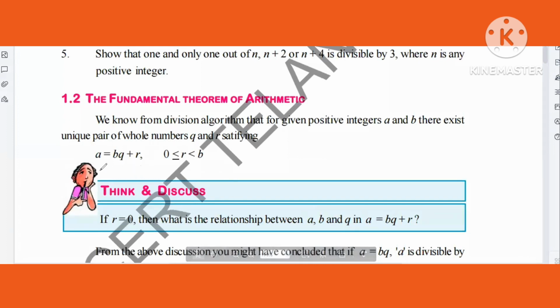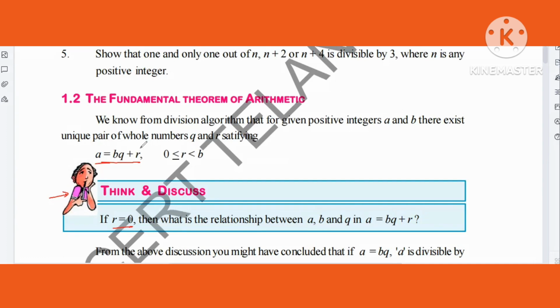According to Euclid's division algorithm, we know that a equals bq plus r. That is defined on two positive integers a and b. Now here you have a think and discuss question: if r equals 0, then what is the relationship between a, b and q?